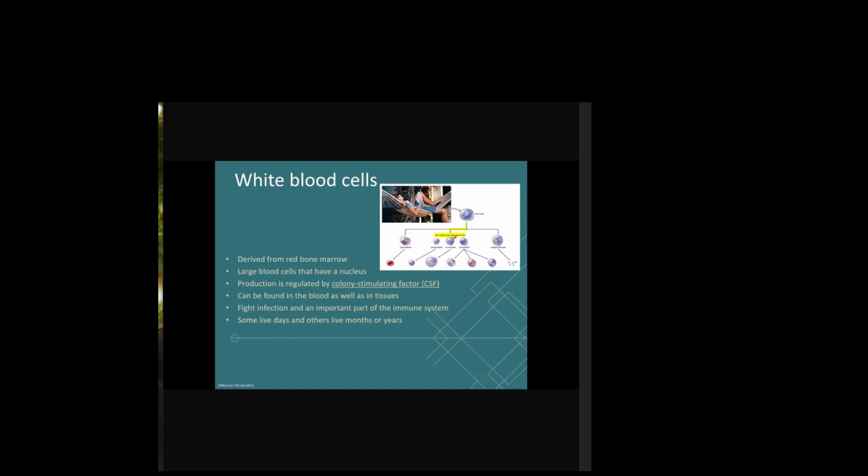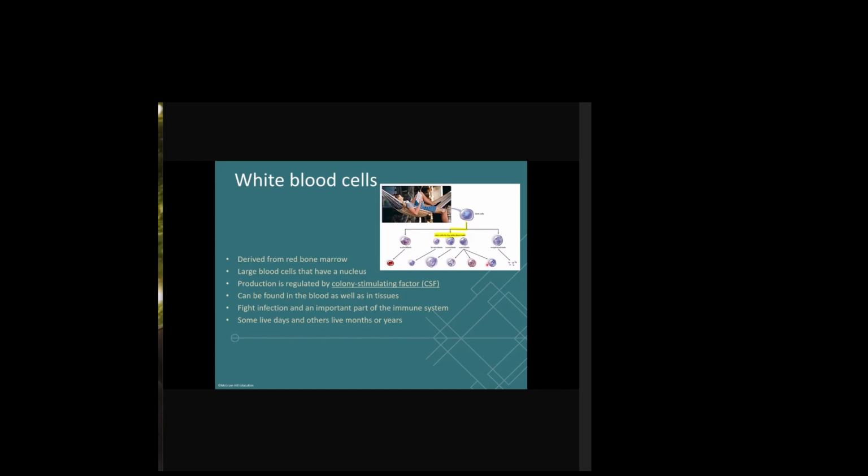I said they can be found in blood as well as tissues. Red blood cells are only found inside our blood vessels. White blood cells are found inside our blood vessels and also outside of them. They have a nucleus, the mature ones. See, this is a mature red blood cell without a nucleus, but white blood cells always have a nucleus. Some of them even have multiple nuclei. Some of them have their nucleus in different shapes.